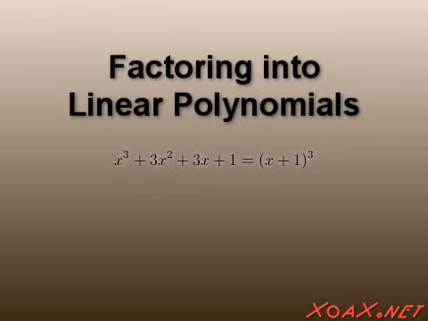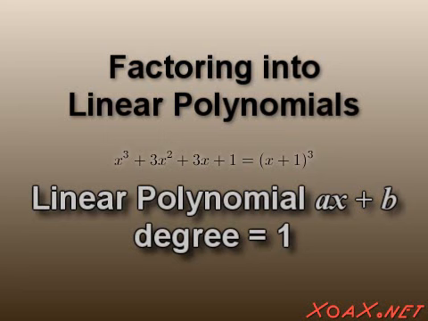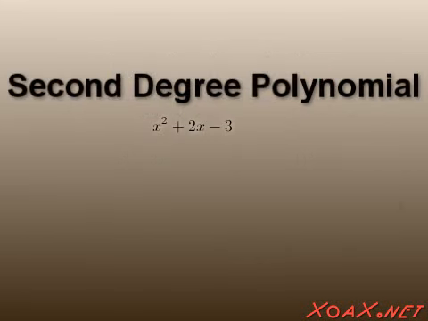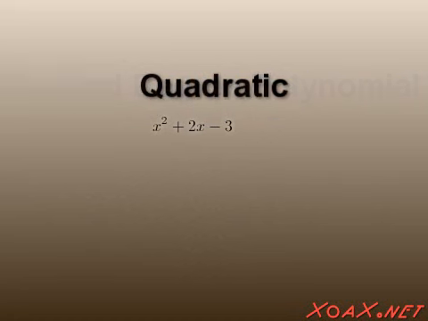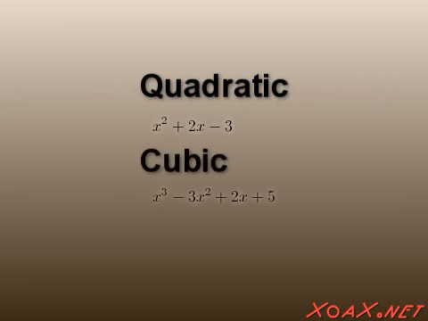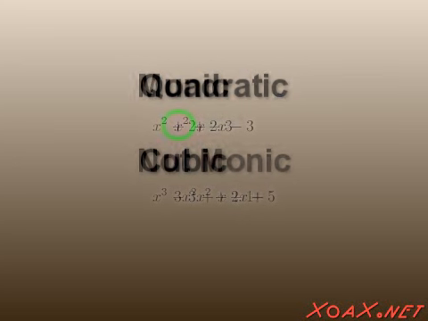Factoring is used for many purposes in algebra. One important case is when we seek to turn a polynomial into a product of linear factors like this. A linear polynomial is one where the degree of the polynomial is 1. The purpose for doing this will be made clear in later lessons. The simplest polynomial that we can turn into linear factors is a second-degree polynomial like this one. A second-degree polynomial is called a quadratic, while a third-degree polynomial is called a cubic.